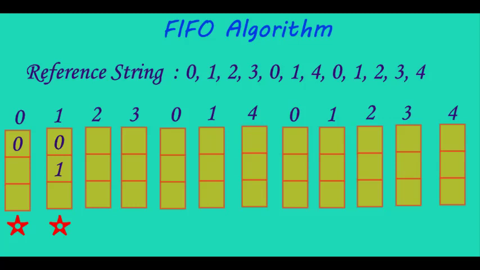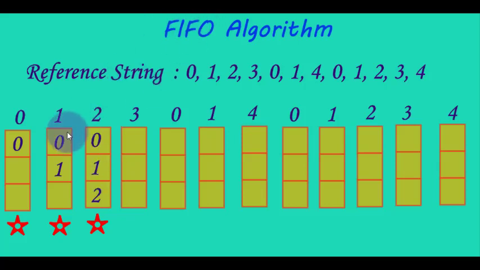Then next is number 2. 2 is also not there. We have 0 and 1, but 2 is not there, so we need to bring in 2. There is one more page fault. Now we need 3, but all the frames are already occupied with 0, 1 and 2. So we have to bring 3, but we need to take out one of the pages. Now which to take out?